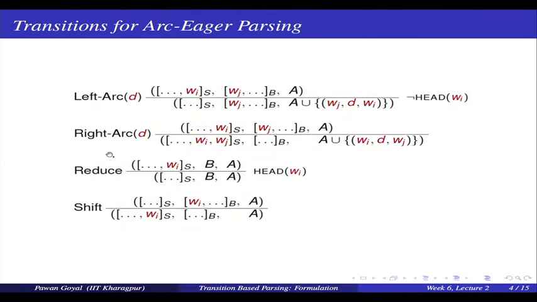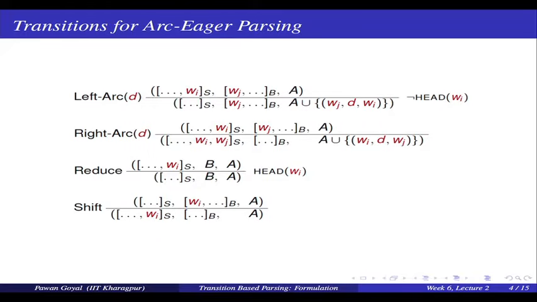So, now in this system there are 4 transitions that have been defined. That means for any configuration you can take one of these 4 transitions. In this slide I am showing you the 4 different transitions that you can take. How should you read it? On the left are the names of the transitions: left arc, right arc for a dependency D, reduce and shift. These are the 4 transitions possible.